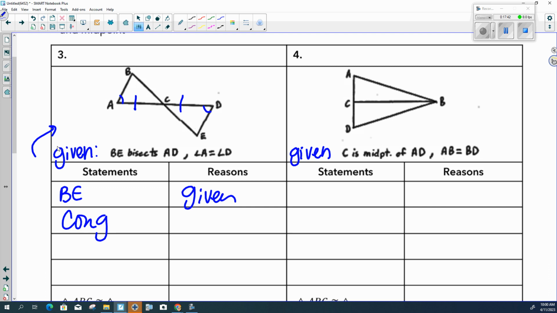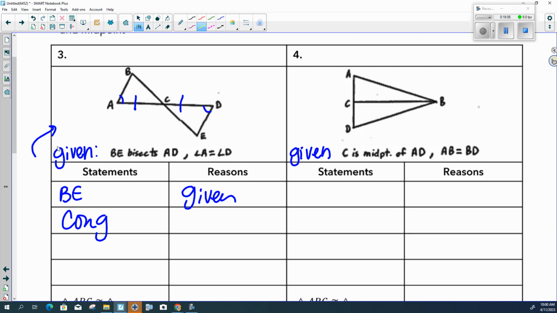That was given. You might have to use the vertical angles. You might need to use reflexive property. You might need to use alternate interior. We just have two new things, midpoints. All right, I think you got it. Actually, I have no idea. I hope you got it.